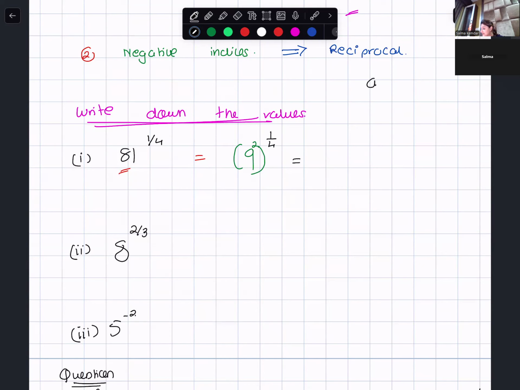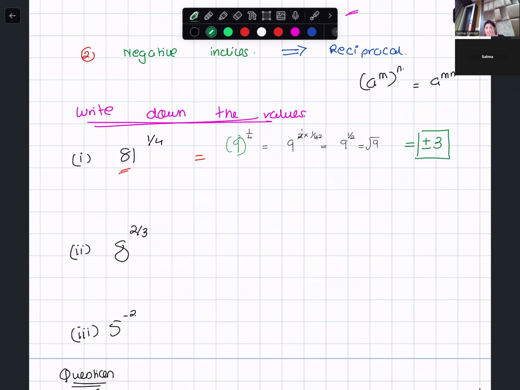Now if I have a raised to m raised to n, it becomes a raised to mn. So this will become 9, the whole raised to 2 into 1 by 4. So 2 ones are 2 and 2 twos are 4, so this becomes 9 raised to half, and anything raised to half is root of 9. So what is the answer for root of 9? Root of 9 would be plus or minus 3. So this is the value of 81 raised to 1 by 4.